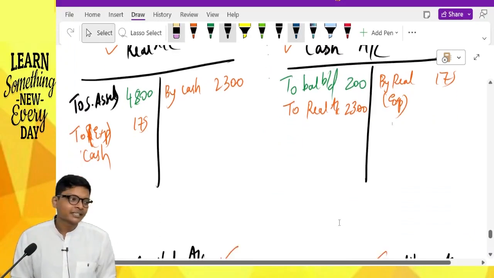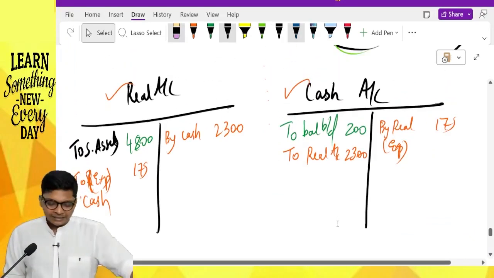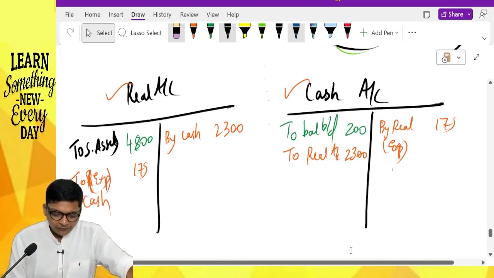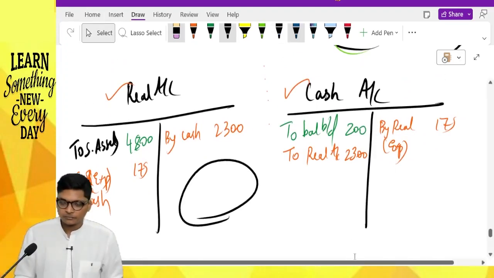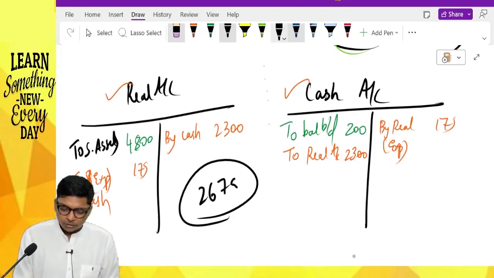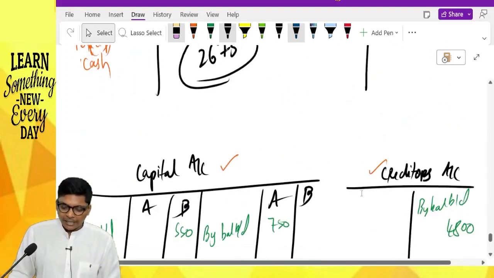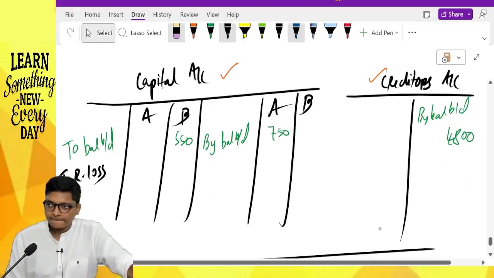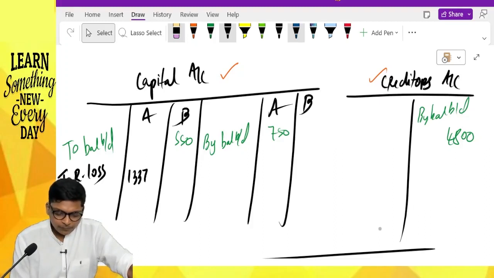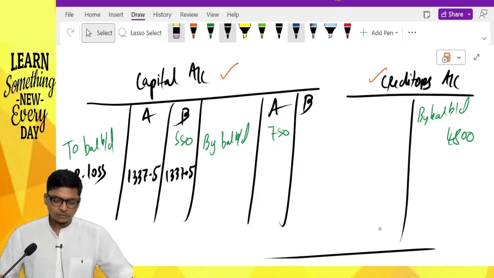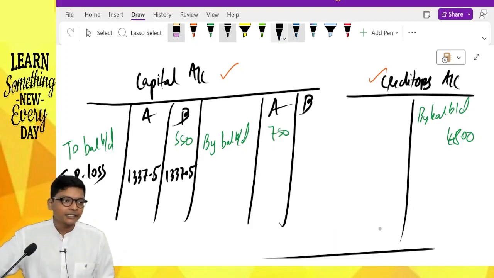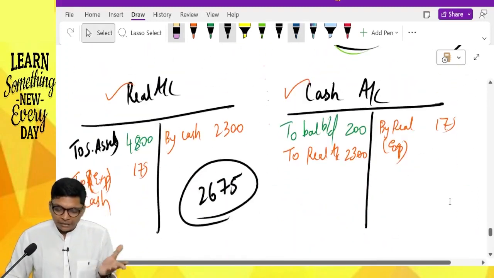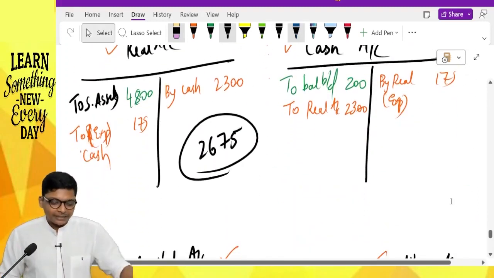What is the first step for closing, guys? Close my realization account and find the profit or loss. Of course, I am going to have what? Loss. 2,675. Transfer this to partners capital. To realization loss, how much? 1337.5. 1337.5. Are you all with me, guys? Hello, following, clear? Loss, profit, all sums profit will come. So other side, realization loss.